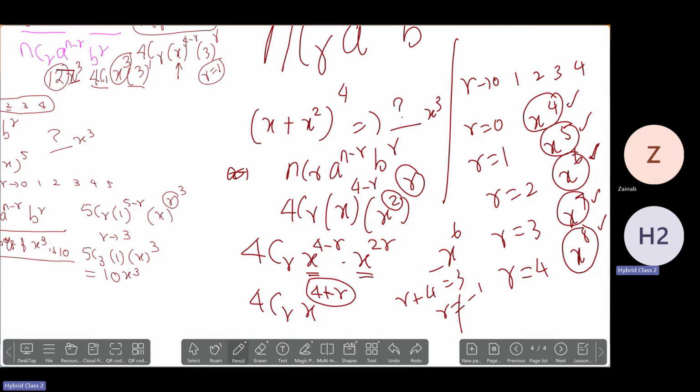Out of 5 people, we are choosing 3, so there are 10 options available. If you want to see how, you'll have to do it one by one. Do this exercise: A, B, C, D, E. Just list out all the 10 options. You'll come to know how.